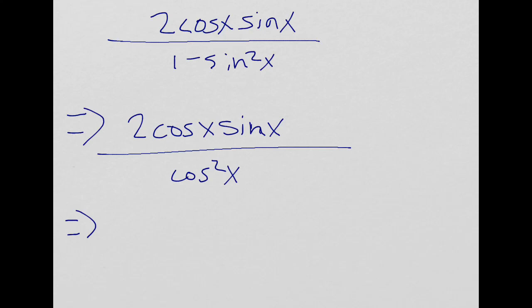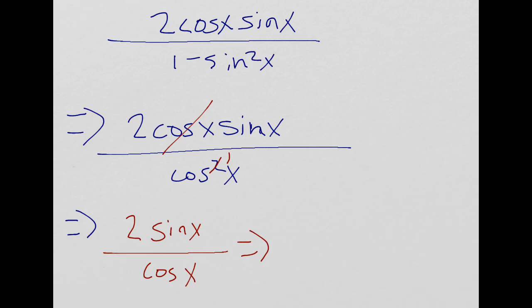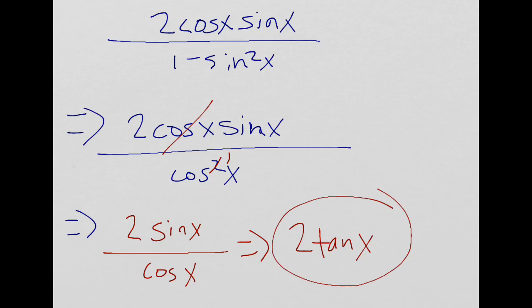Then what would happen to one of the cosines? One of them would cancel out. So that'd give me 2 sine x over cosine x. And sine x over cosine x is what? Alright. So that's verified.